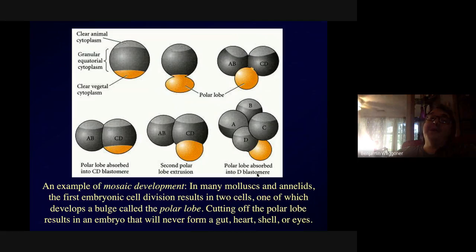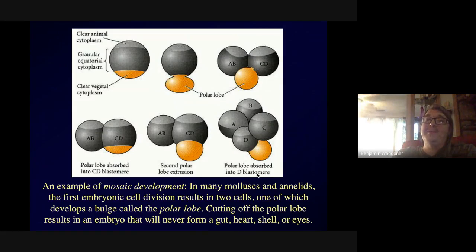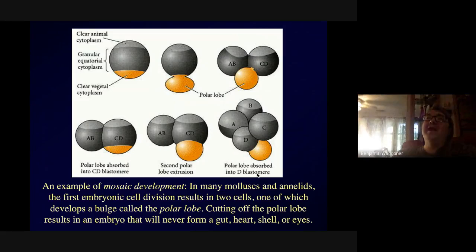The reason that matters is that when this pattern was discovered, naturally people decided, hey, what happens if I do this? And you can actually cut off the polar lobe. It's not that easy to do surgery on embryos, but some species are large enough that it's not too difficult to do. Embryologists used to use things like little loops made out of baby's hair to divide or lop off individual cells from an embryo.